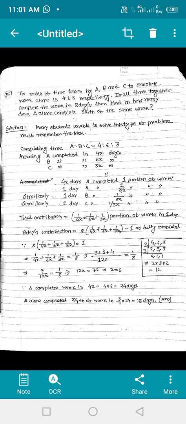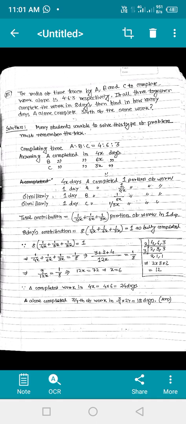The ratio of time taken by A, B and C to complete a work alone is 4 is to 6 is to 3 respectively. If all three together complete the work in 8 days, then find in how many days A alone completes 3/4 of the same work.